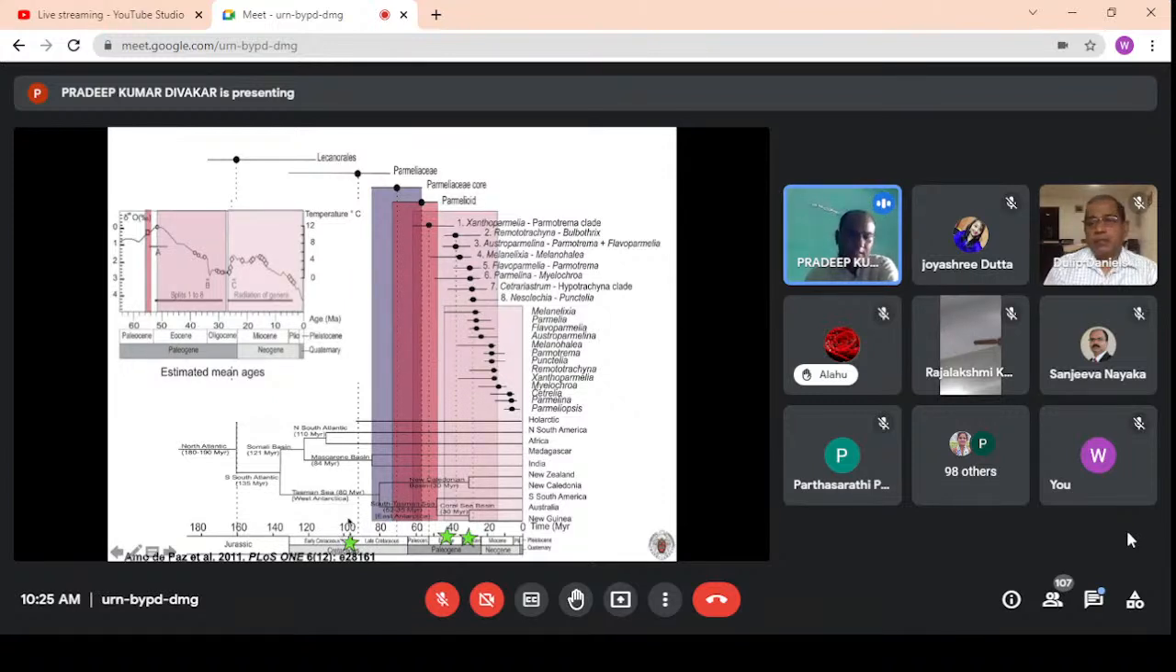I mean, more or less 100 million years ago, the Parmeliaceae family diversified, and most of the genera in the Parmeliaceae were diversified in the Paleocene and the Oligocene period. Here, all the genera were diversified in that period, and most of the species were diversified in the Miocene period. So these were the results of our study, and the divergence of the genera, or the diversification of the genera, was correlated with the mean temperature at that time.